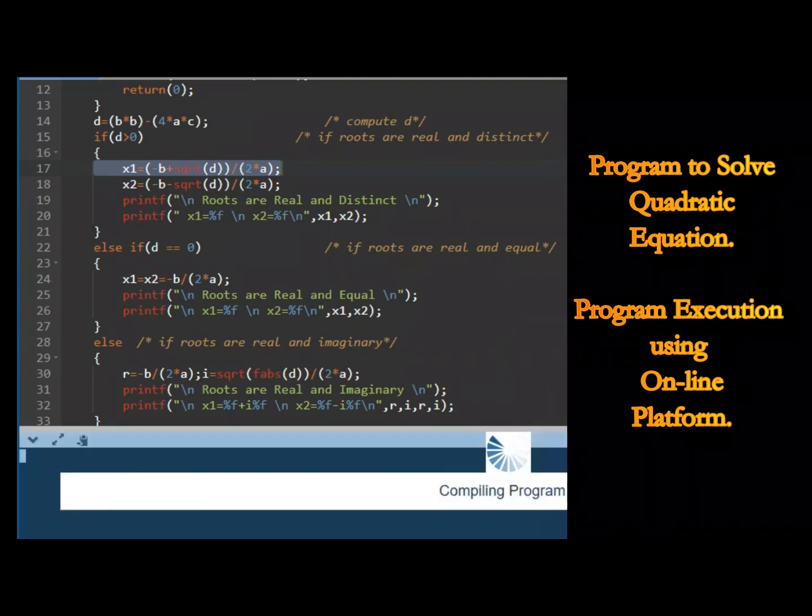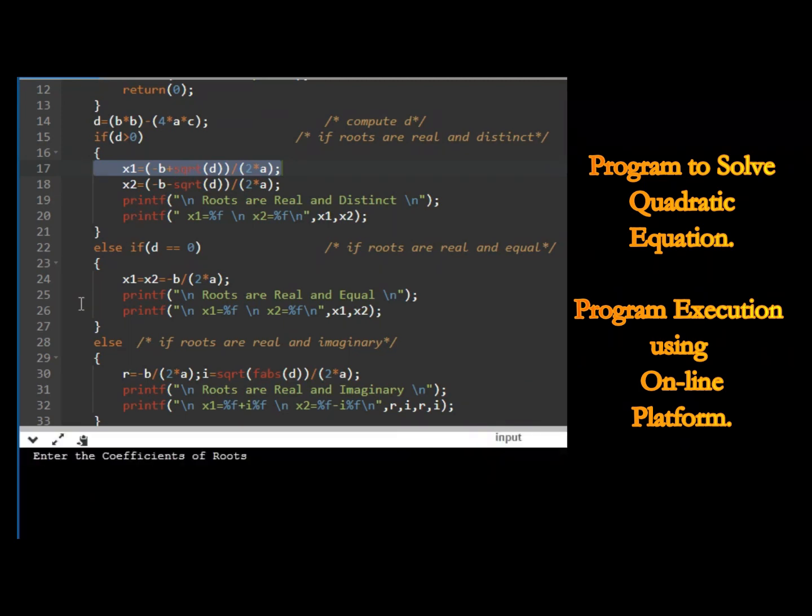There is one more condition, that is the discriminant value is less than 0. I will give 1, 2 and 3. This is the case where the roots are real and imaginary. Real and imaginary means roots are complex. Okay, this is the last case.